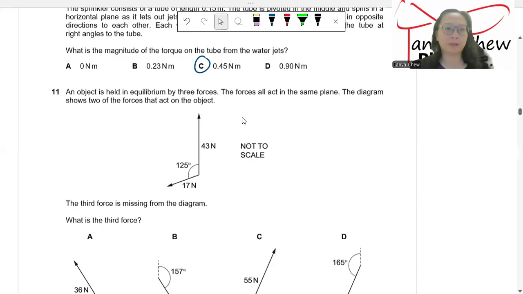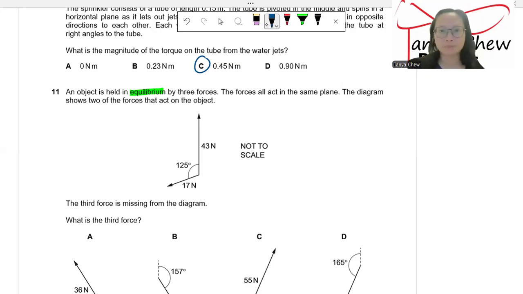Continue with question number 11. An object is held in equilibrium by three forces. The forces all act in the same plane. The diagram shows two of the forces that act on the object. The third force is missing from the diagram. What is the third force?